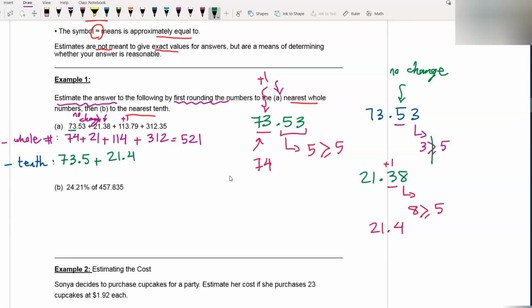The 21.4 plus, next one is 113.79. Next one, 312.35. Again, this 5 is greater than or equal to 5, so add 1 to 3, and we have 312.4. Add all these numbers. Here we have 521.1.